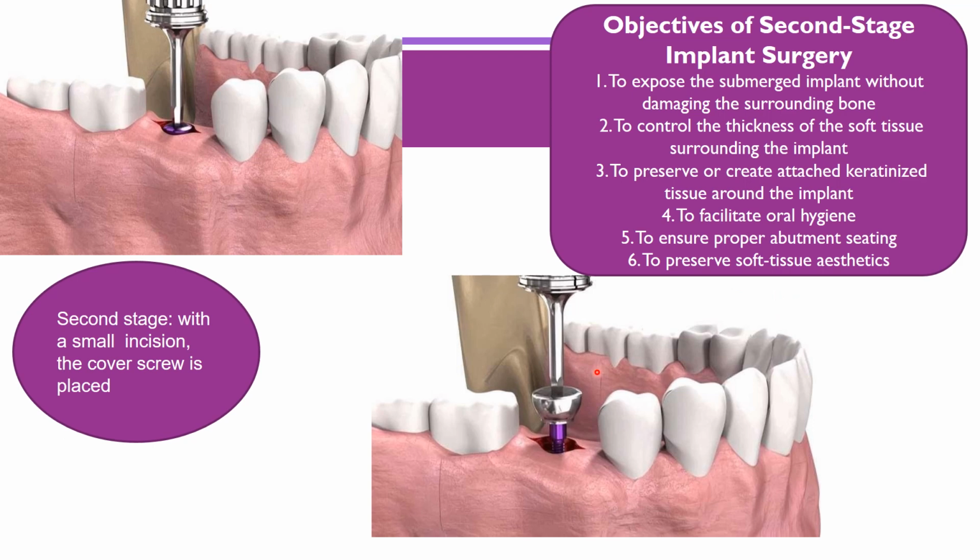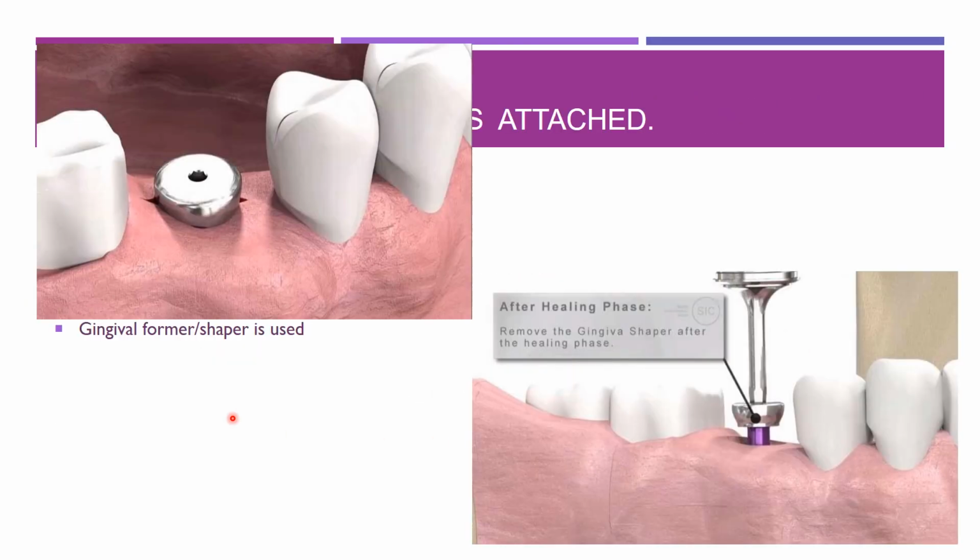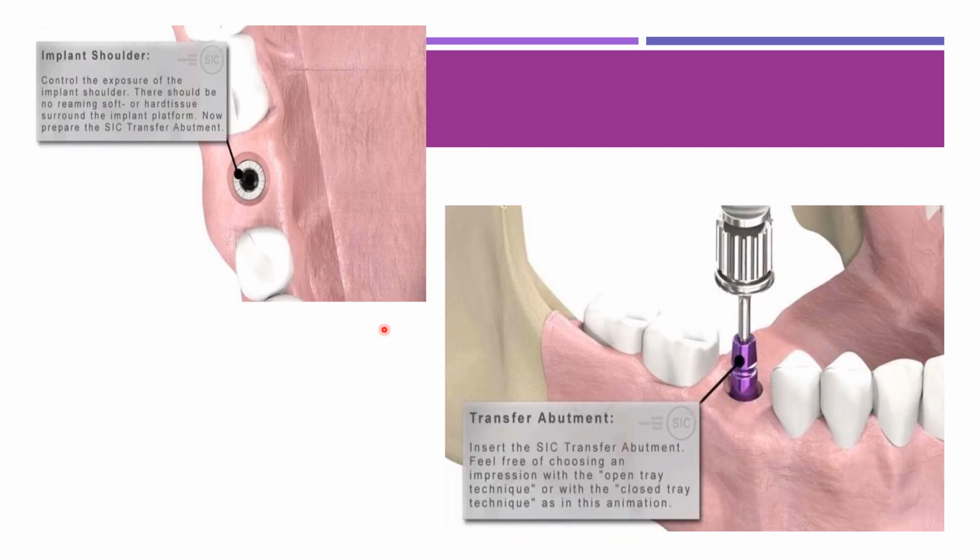You can see that after removal of the cover screw, you can place the gingival former. This is the gingival former, or shaper, being placed, and after a healing period of 7 to 10 days, the gingival former is removed, and you can see the implant shoulder area. Before placing the gingival former, make sure that if the cover screw is covered with bone or soft tissue, it is removed. This will control the exposure of the implant shoulder. There should be no remaining soft or hard tissues around the implant platform.